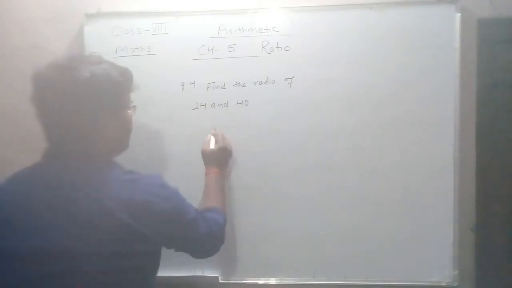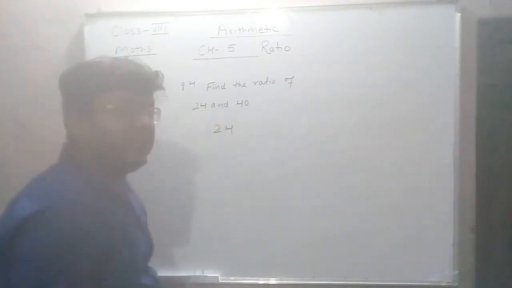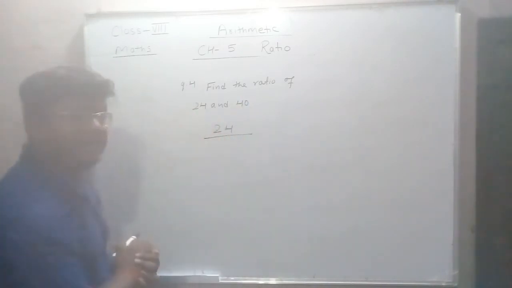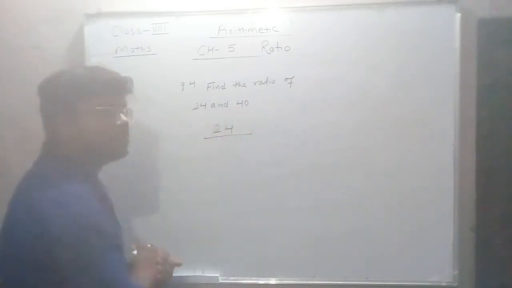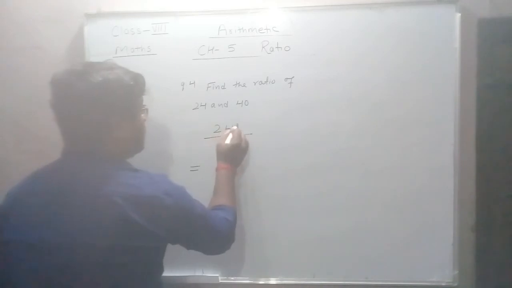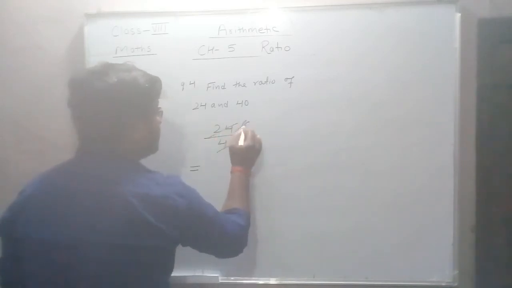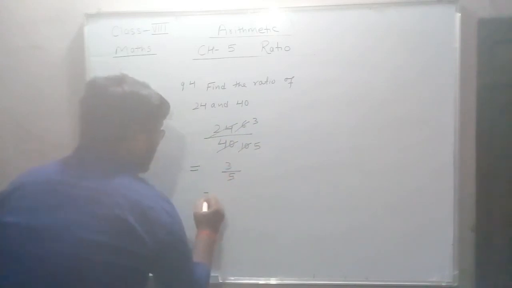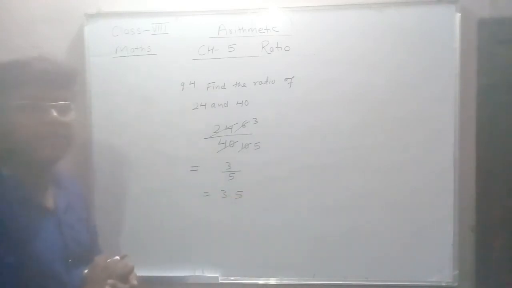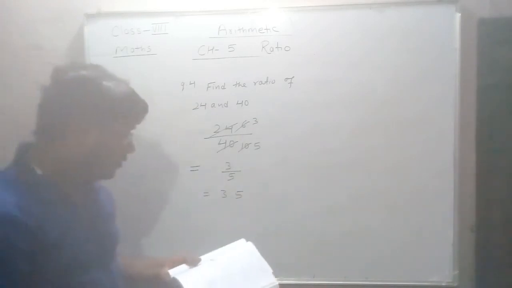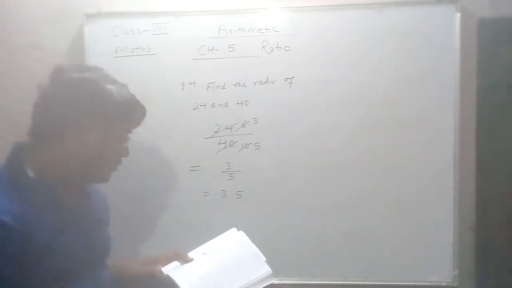So again you will compare them by dividing. 24 is first and 40 is second, so we will make 24 the antecedent, that is the numerator, and 40 the consequent, that is the denominator. Now we have to do cancellation. 4 6s are 24, 4 10s are 40. 2 3s are 6, 2 5s are 10. So 3 upon 5 is the ratio, that is 3 is to 5. I hope you can do the questions up to 5.